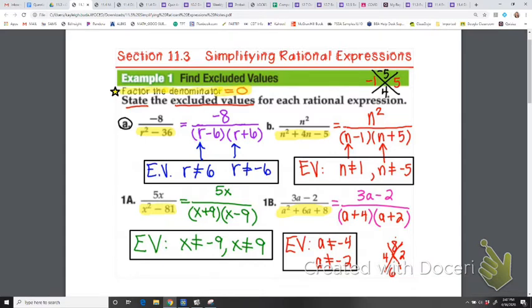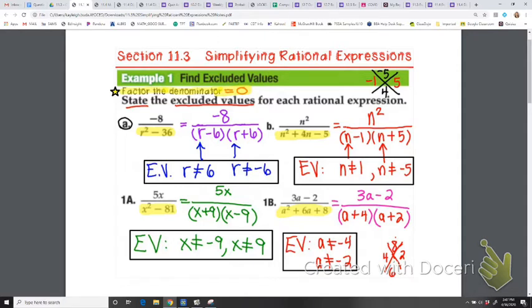In the first group, the r minus 6 part, if r was equal to 6, then that would be 6 minus 6, which turns that into 0. And in the other set, you have r plus 6. So if r was a negative 6 in that group, negative 6 plus 6 is 0. So the excluded values for this problem: r could be anything else except for a positive 6 and a negative 6.